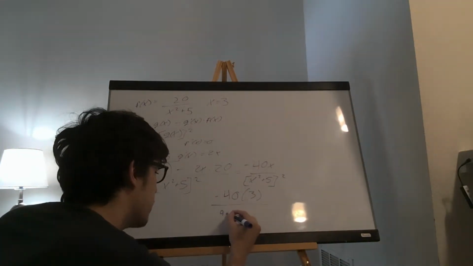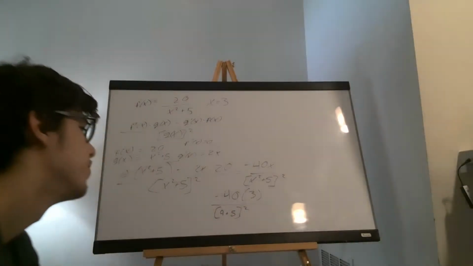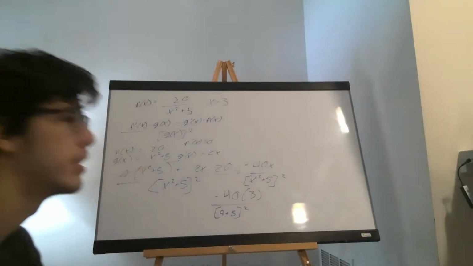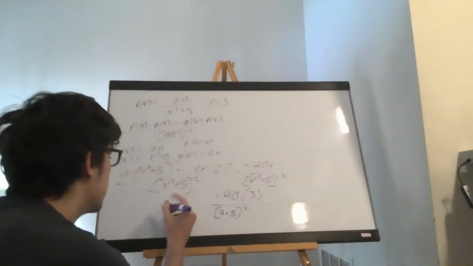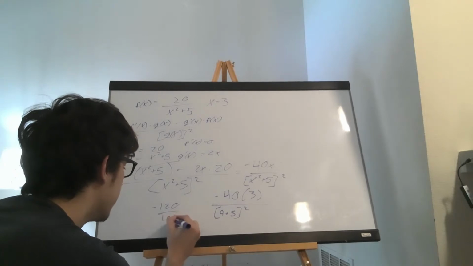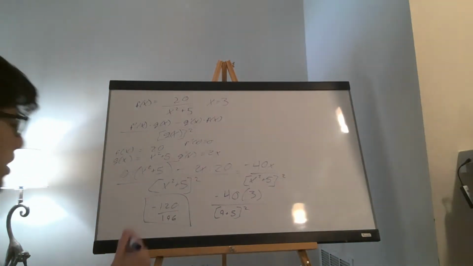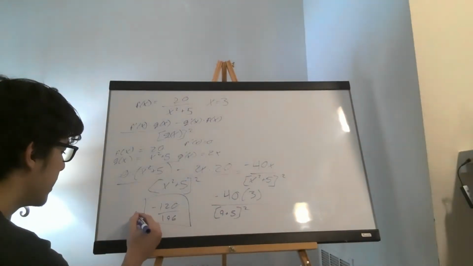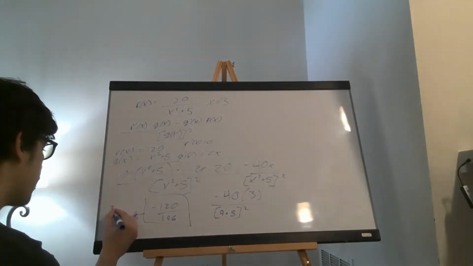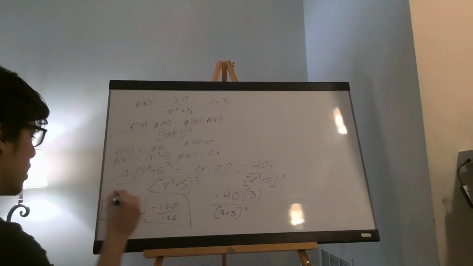So 9 plus 5 squared. So 14 squared, that's 196. So negative 120 over 196. You can simplify it. I don't think it's going to matter. If you want to simplify it, it's going to give you negative 30 over 49 as your final answer. And this would be the slope.